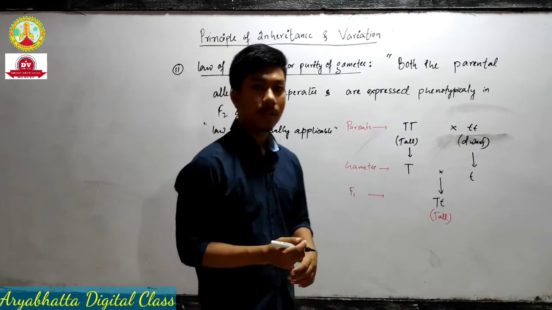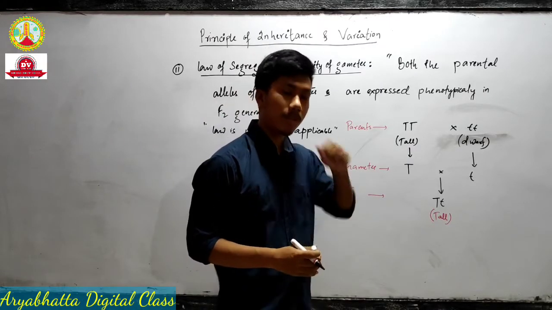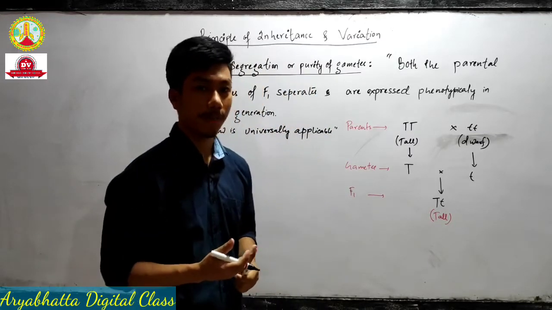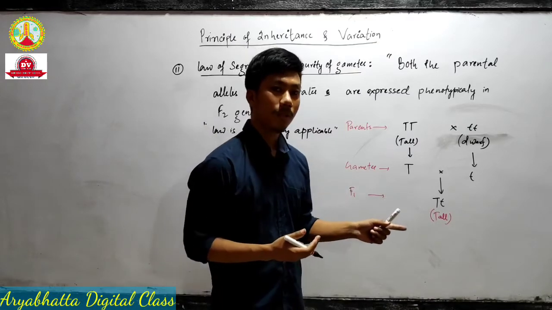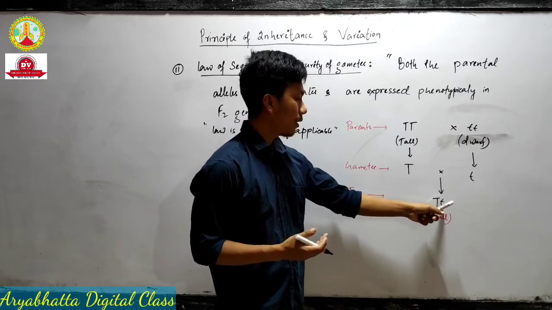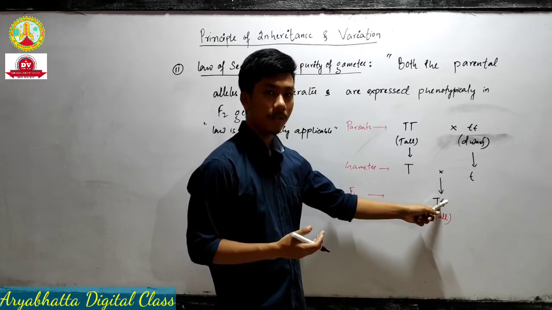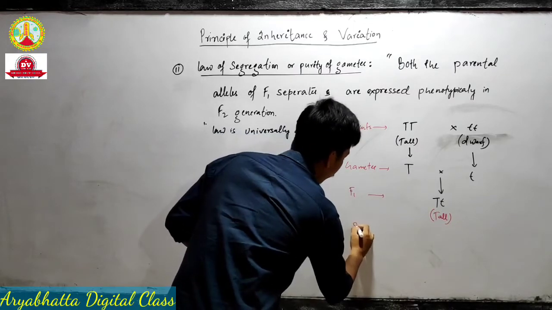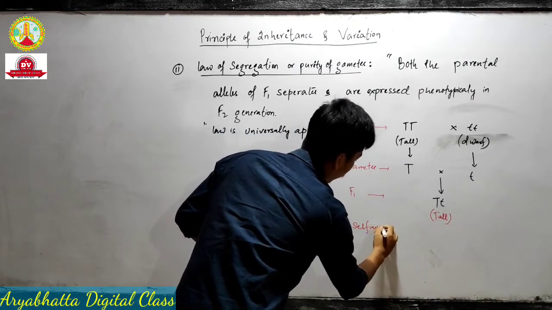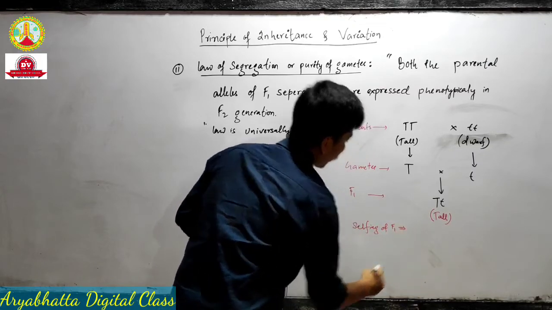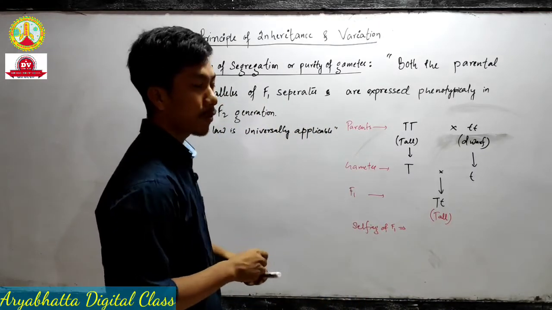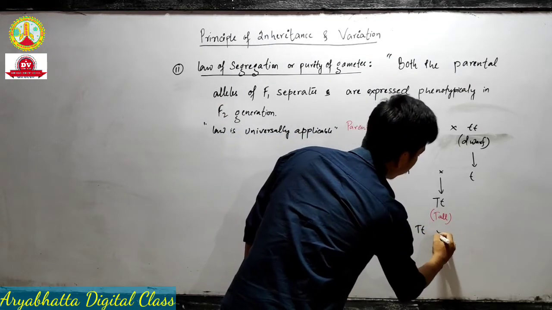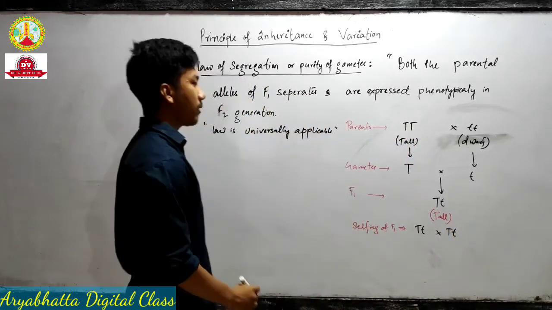To find out the ratio of phenotypic and genotypic, what is phenotypic again? External appearance, right? Genotypic means internal appearance, genetic makeup. So to find out the ratio, we need to make a selfing. We have to cross the F1 generation with the same parent. So selfing of F1 means we cross the tall plant against the tall plant.